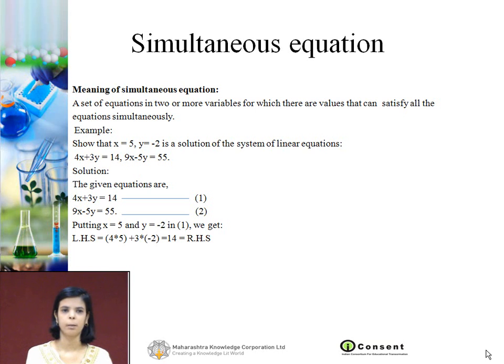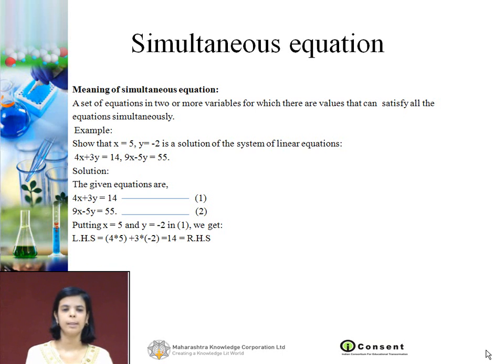Let us consider the example. Show that x is equal to 5 and y is equal to -2 is a solution of the system of linear equations. Equations are given as 4x plus 3y is equal to 14 and 9x minus 5y is equal to 55. Consider the solution. The given equations are 4x plus 3y is equal to 14, called equation number 1, and 9x minus 5y is equal to 55, called equation 2.